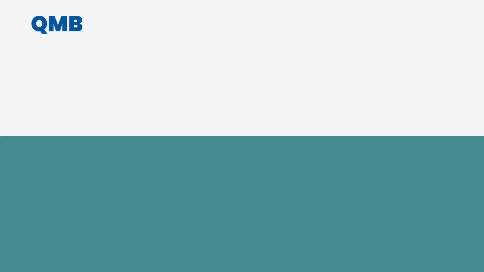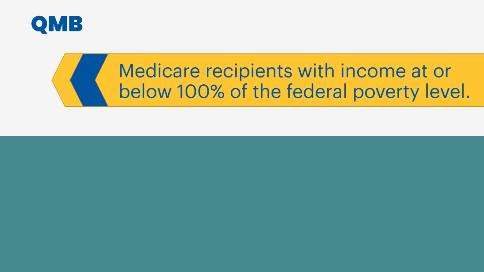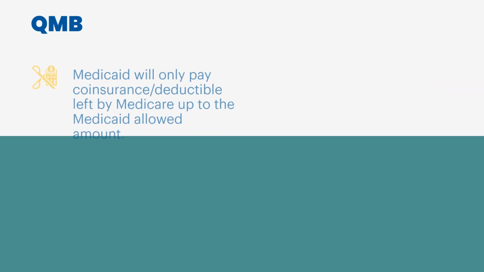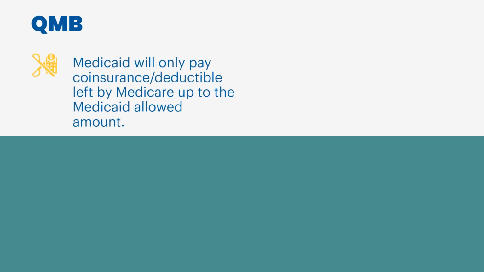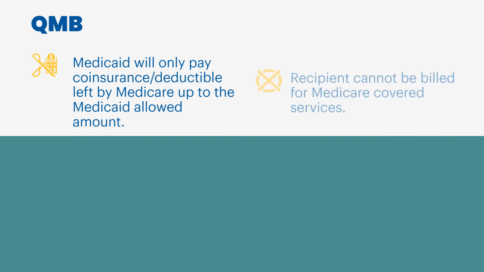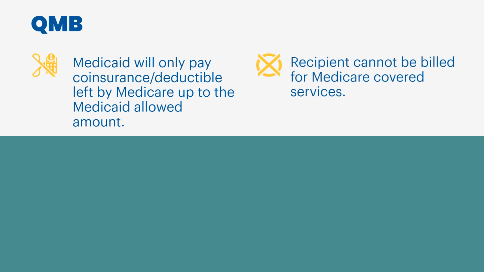Qualified Medicare beneficiaries, also known as QMB, are Medicare recipients with income at or below 100% of the federal poverty level. If a recipient has the QMB benefit line, Medicaid will only pay coinsurance and/or the deductible left by Medicare up to the Medicaid allowed amount. The recipient cannot be billed for Medicare-covered services.